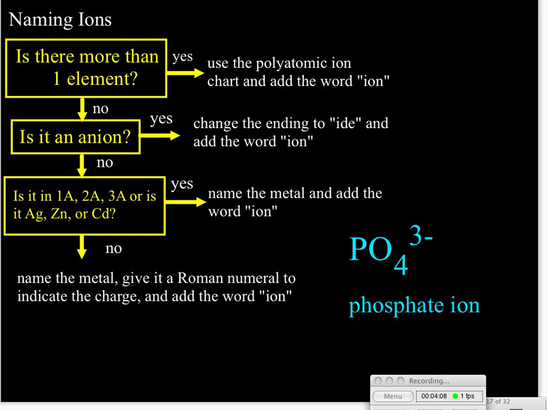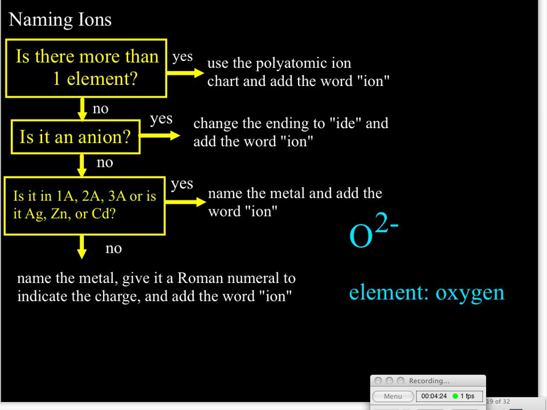Next example, we have O2-. We see this and say, there's only one element there. So our next question is, is this an anion? We look and say it's a negative ion. Yes, we have an anion. So what we have to do is identify the element. Of course, we have oxygen. And we're going to change the ending. We're going to knock out that "ygen" portion of it and just use the "ox." We're going to add the ending of "ide," and then add the word ion. So we now have the oxide ion.